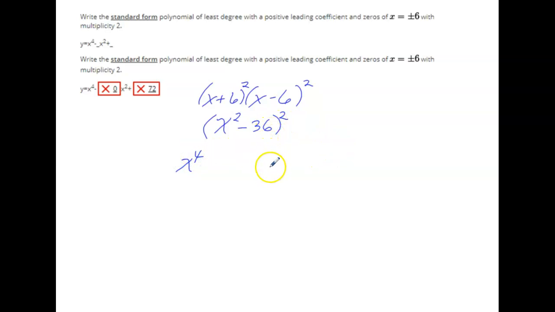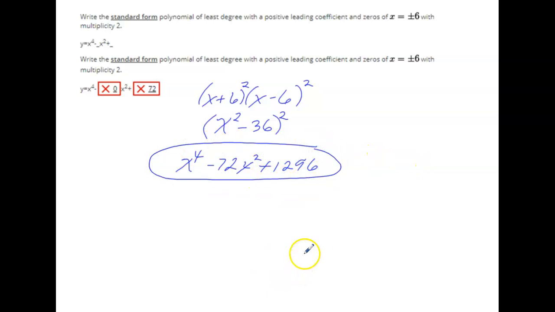Square the last term, which I need a calculator to square 36. So 36 times 36 is 1296. So that'll be a plus 1,296 on the end. And then in the middle, we multiply and double. So 36 times 2 is 72. So -72x squared. Okay, so that would be the polynomial in standard form.